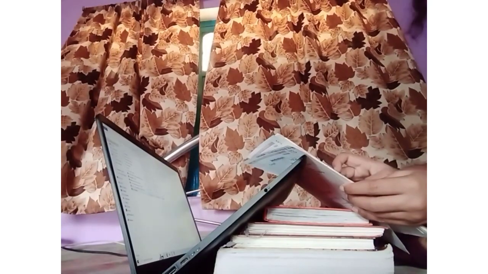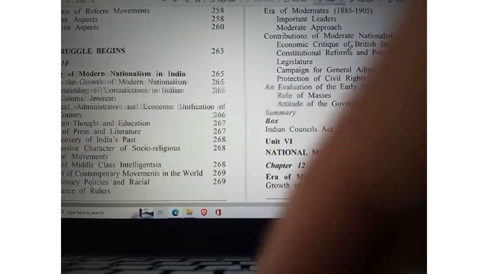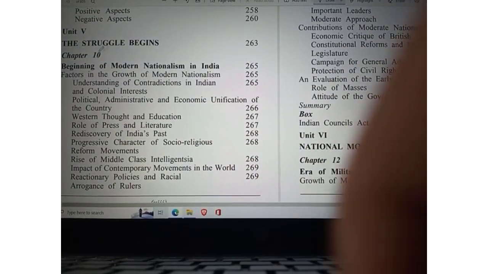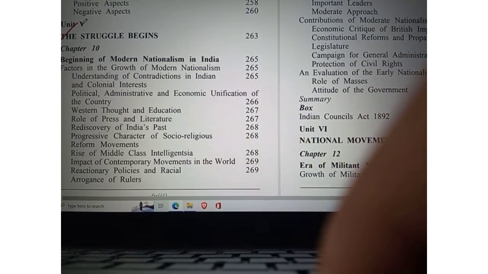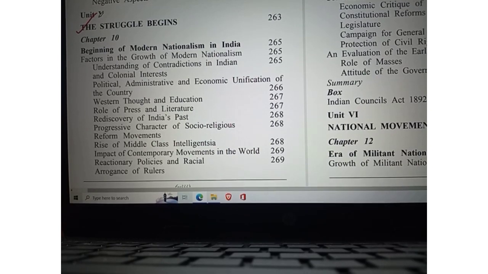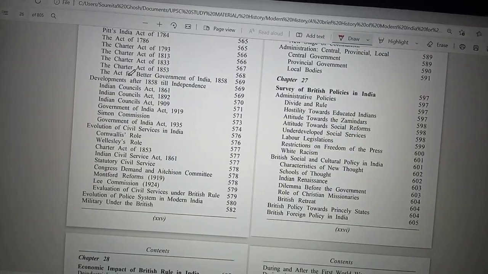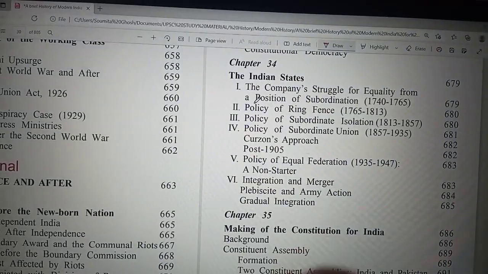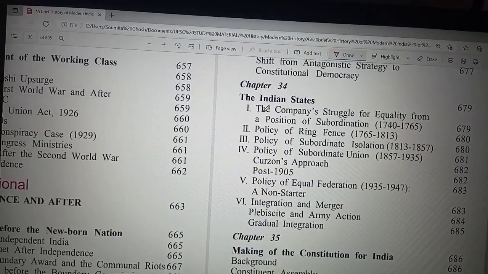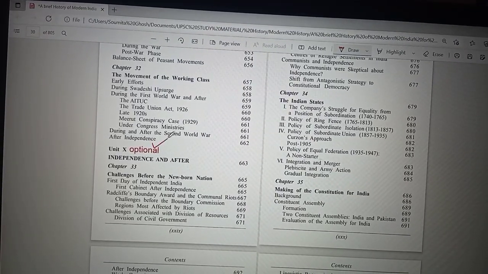So see, we don't have to read the whole Spectrum from front to last. We have to read especially the modern history part, and we start especially from the Indian freedom struggle, which starts from unit 5 and ends in unit 10. So from chapter 10 we have to read up to chapter 32. There are 22 chapters, and the chapter lengths are not the same. Some chapters are big and some chapters are less.